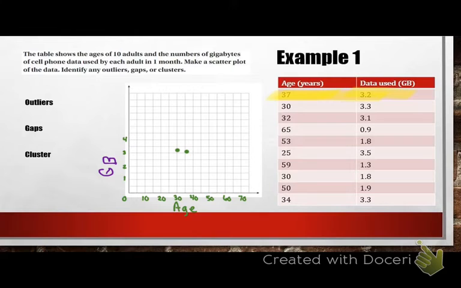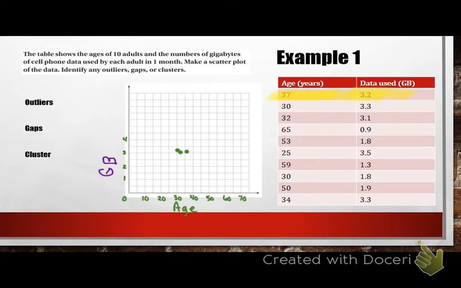All right, how old was the next person? 32. So I'm going to go over just past the 30, and then I'm going to go up to 3.1. So that one's going to be really close to the point I just plotted.